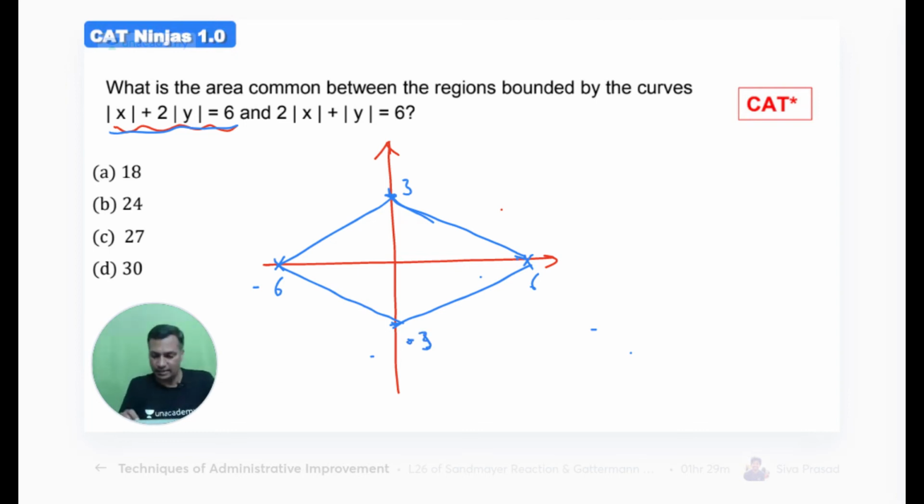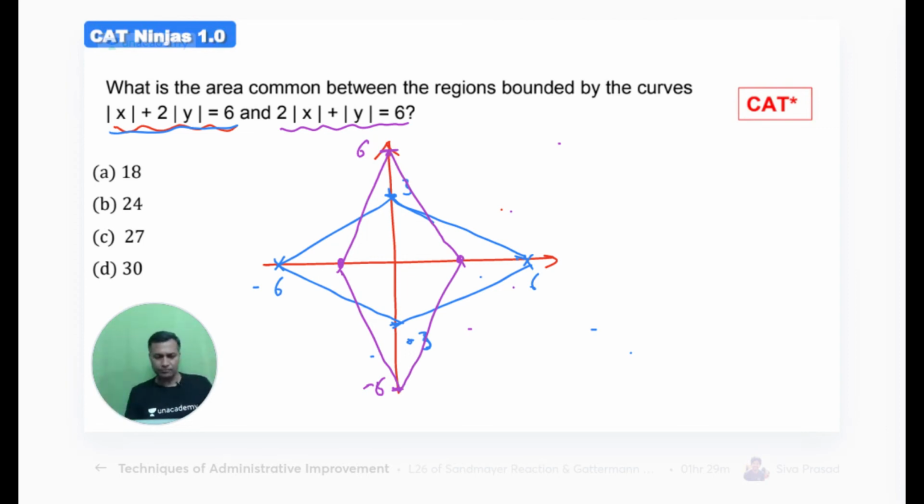All right, what about the second graph? Coming to the second graph, this time x is nothing but 3. You shortlist these 2 points for x, and for y you shortlist the points which are nothing but 6 and minus 6. So this time my rhombus looks like this. This is the structure of the rhombus.